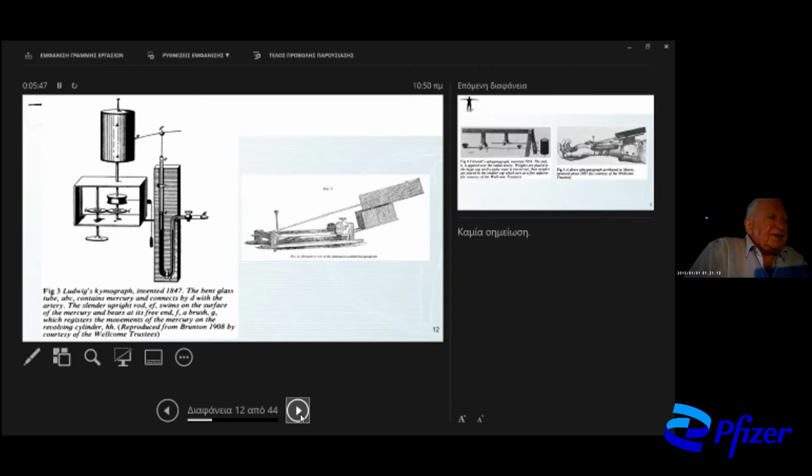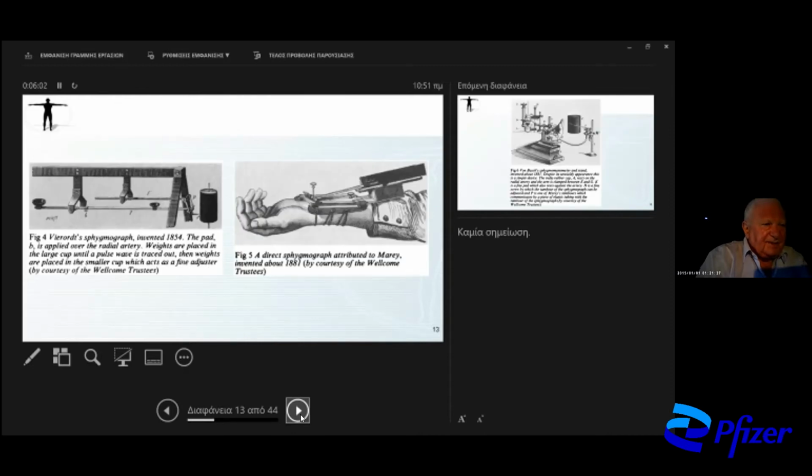This is Ludwig's kymograph. Looks complicated, but it's not so complicated. And on the right, this is the device developed by Mohammed, a prominent physician in England. Different types of sphygmomanometers. On the right, you can see the Marey sphygmomanometer, which was described as a handheld blood pressure measurement device.